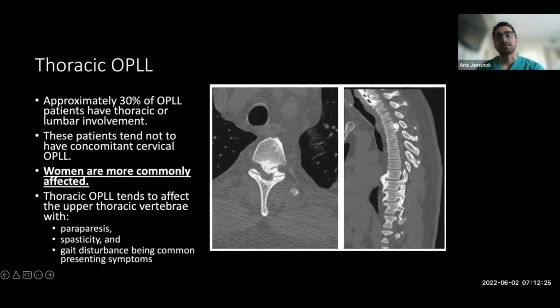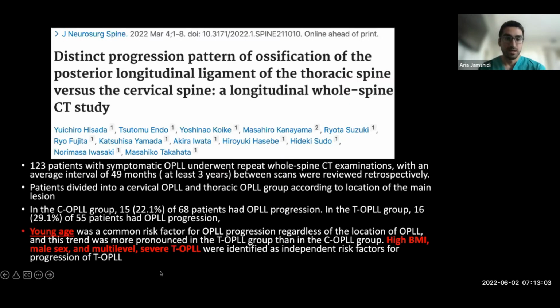Now briefly discuss about the clinical presentation of thoracic OPLL. So it occurs in approximately 30% of patients who have thoracic or lumbar involvement, and they typically don't have concomitant cervical involvement, which is interesting. Women are more commonly affected, and then the classic signs and symptoms of thoracic OPLL, which you can see on this sagittal image and axial image here, are symptoms of myelopathy again. So paraparesis, the lower extremities, spasticity, gait disturbance. Those are some of the most commonly seen things should a person like that present to your clinic.